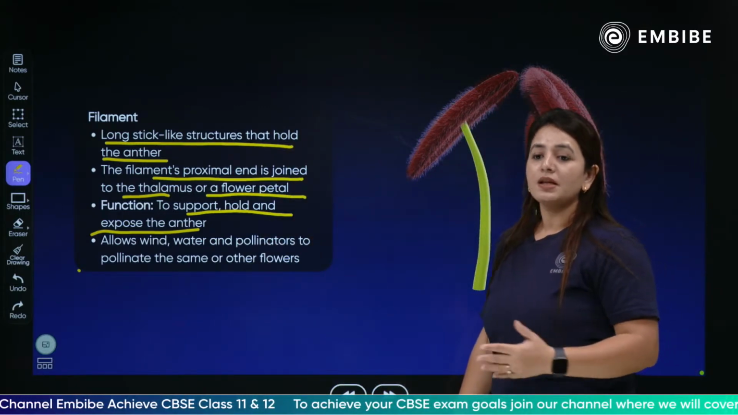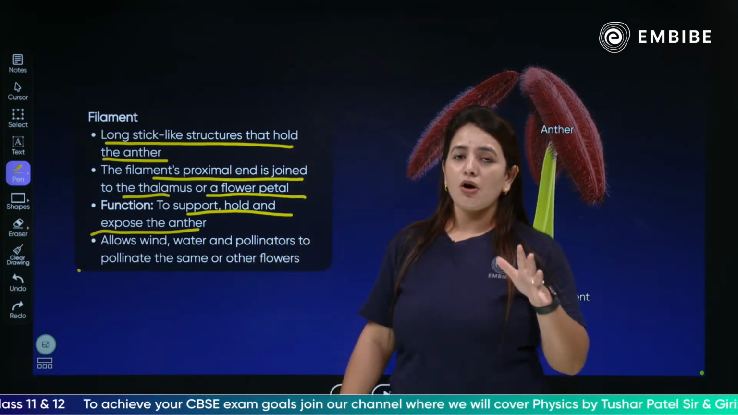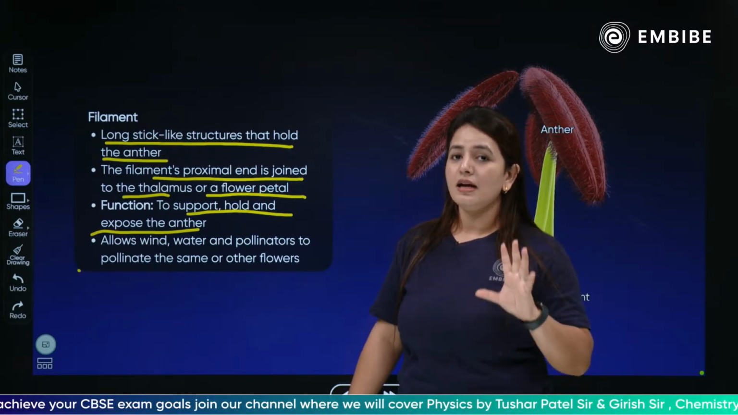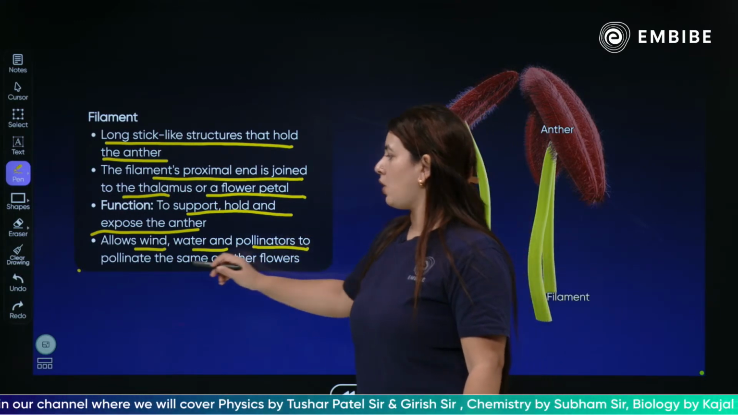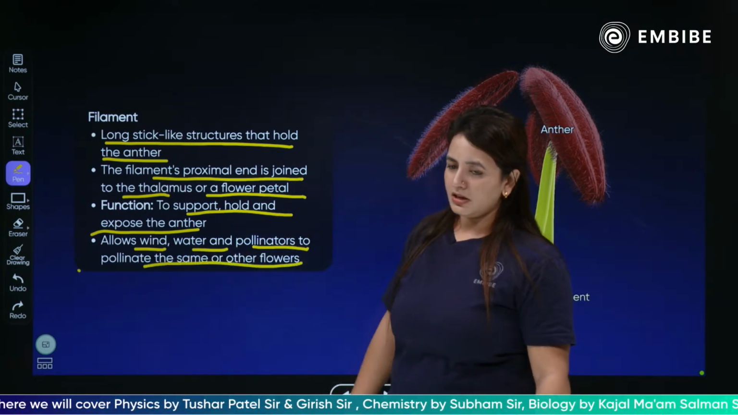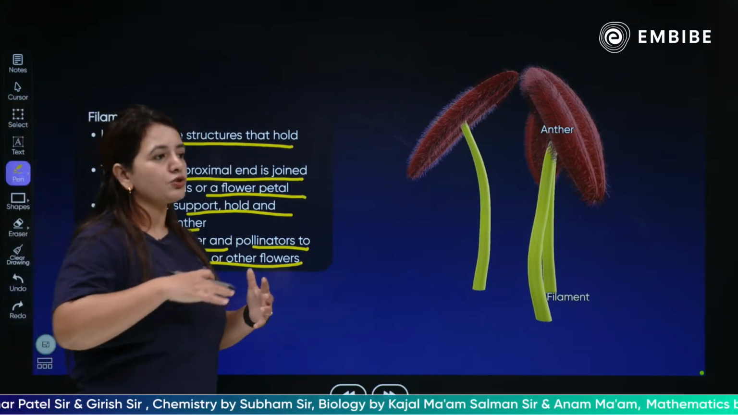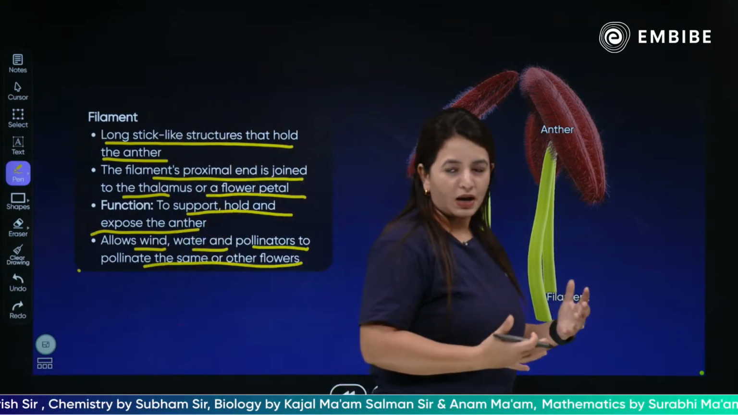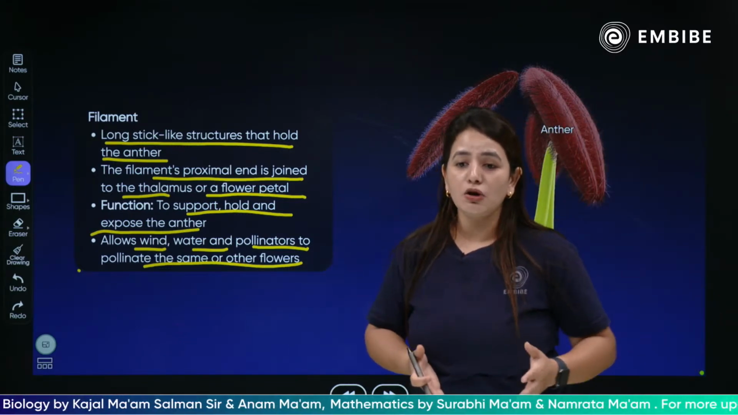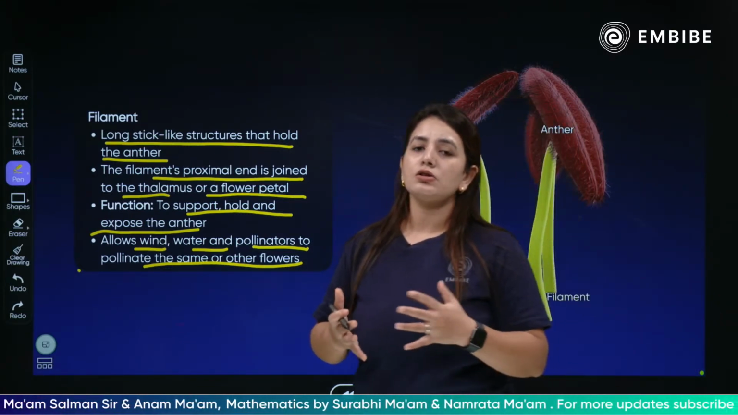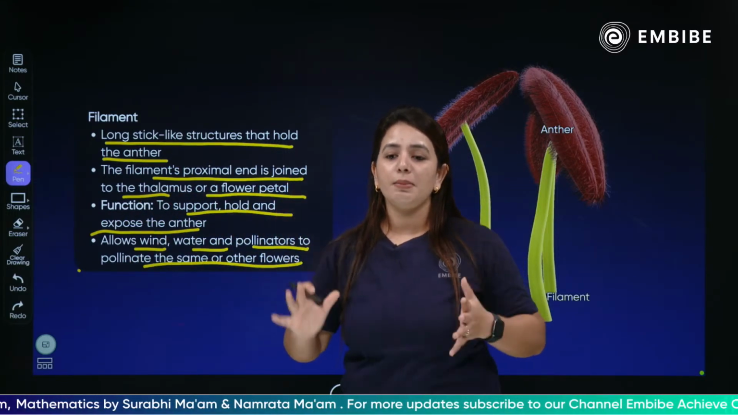There are various methods through which the anther disperses pollen grains, because the filament holds the anther high: through wind, through water, and through pollinators, of course the insects. The pollinators, which could be wind, water, or particular pollinators like ants, bees, etc., can help in pollination within the same plant or the same flower, and they can also help in the pollination of different flowers. So this is what the filament does.